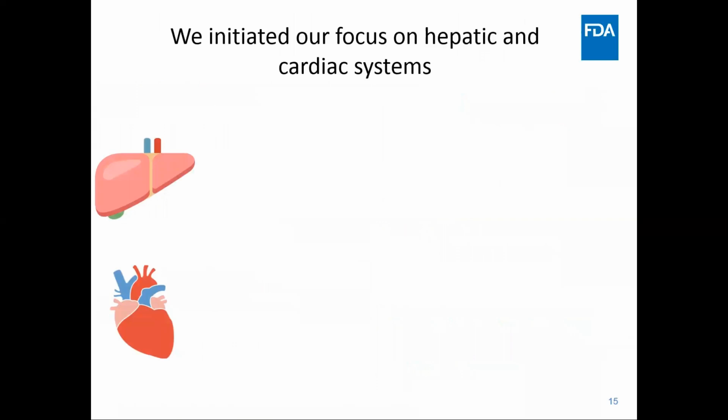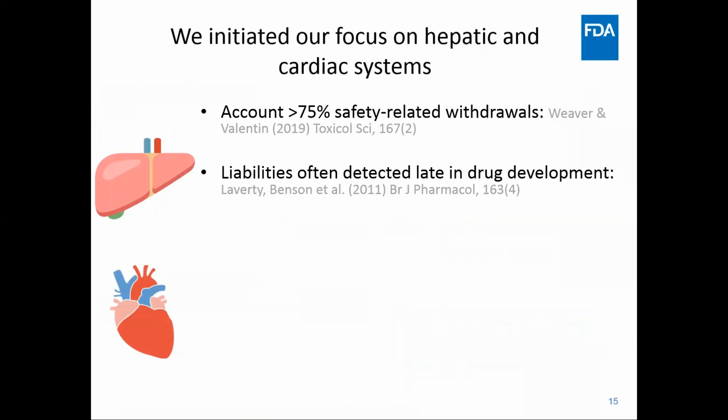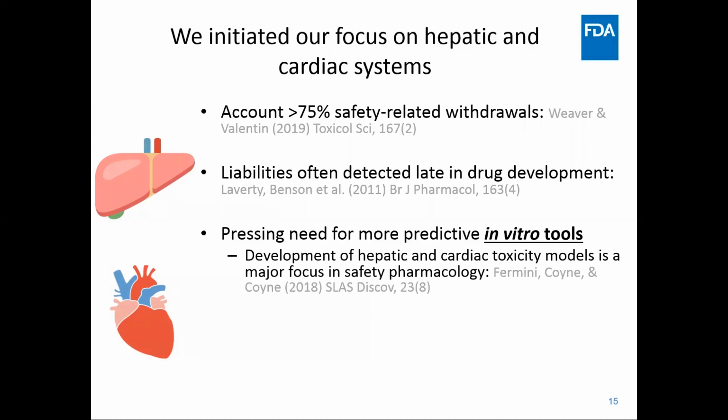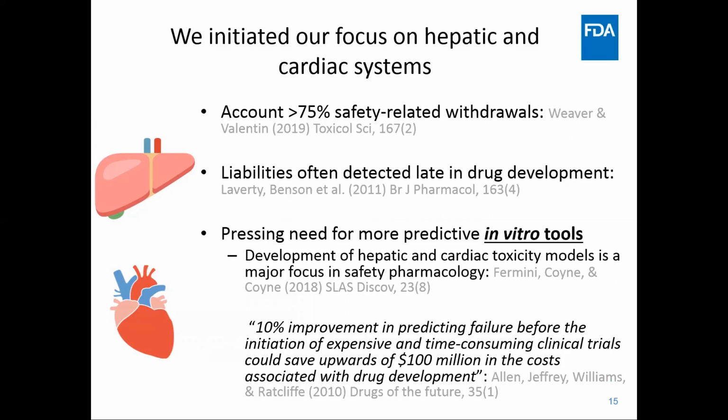We in CDER initiated our focus on hepatic and cardiac systems because they account for over 75% of safety-related withdrawals. And liabilities are often detected late in drug development. It's also acknowledged in the field that there's a pressing need for more predictive in vitro tools. In fact, there's a study that shows that a 10% improvement in predicting failure before the initiation of clinical trials could save up to $100 million in the costs associated with drug development.